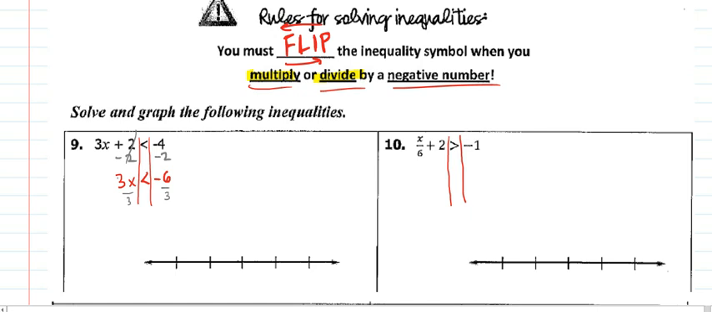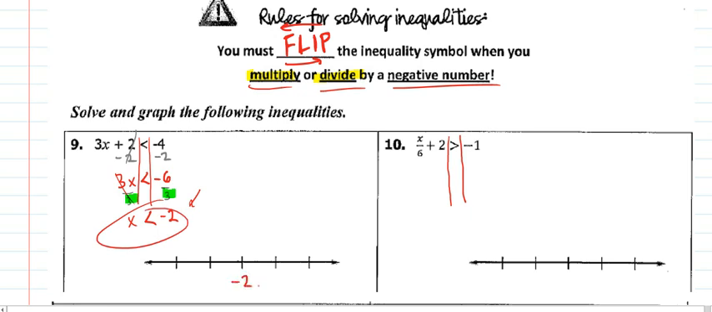Last step, divide by 3 on both sides. That means you're going to cancel out the 3 that was being multiplied by the x, and you're left with x on this side, negative 2 on this side. Should we flip? Did we divide by a negative? No. So keep the sign the same. There's your answer.